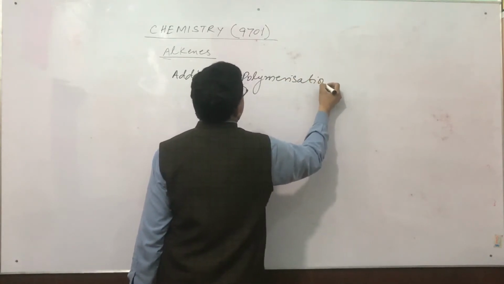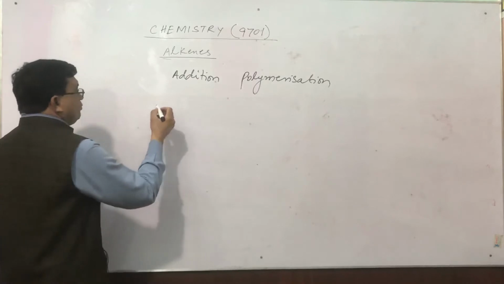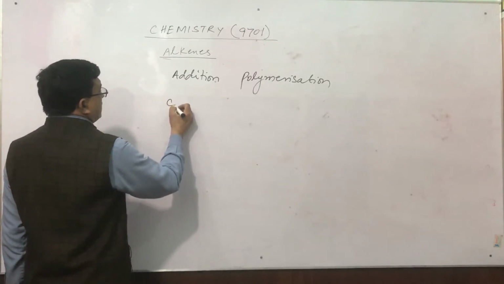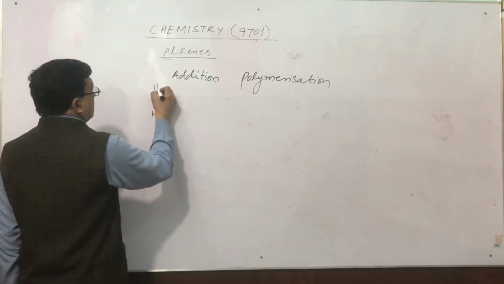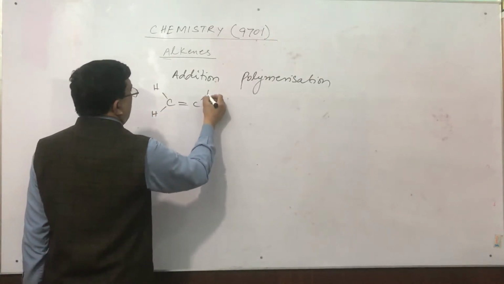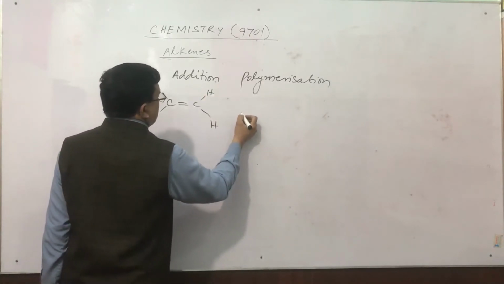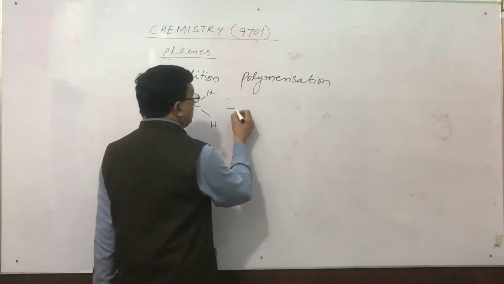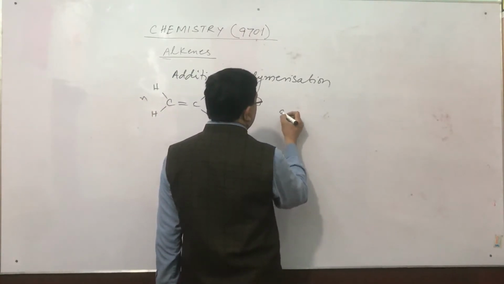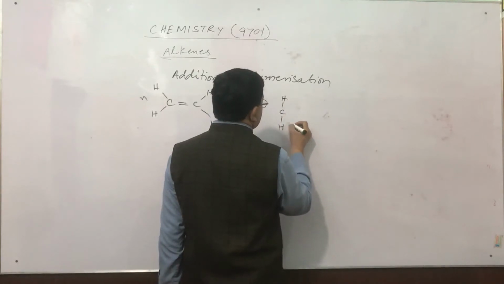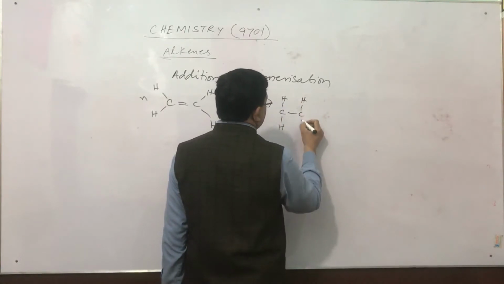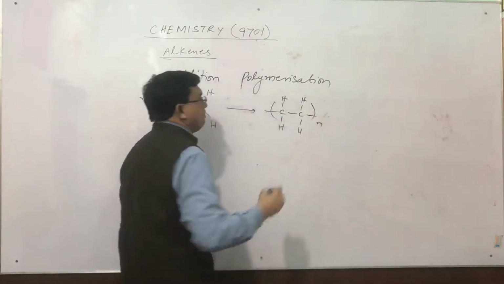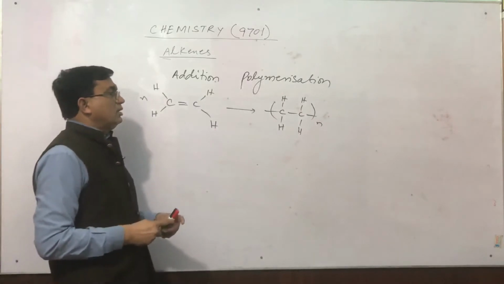Addition polymerization. As we have already discussed, in this reaction, what will we get? If this is n number of monomers, definitely we will get a polymer, which will be called polythene. This will be the structure of the polymer, and this will represent the polymer molecule.